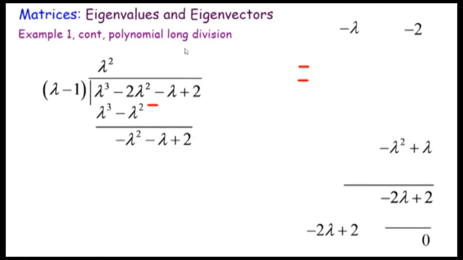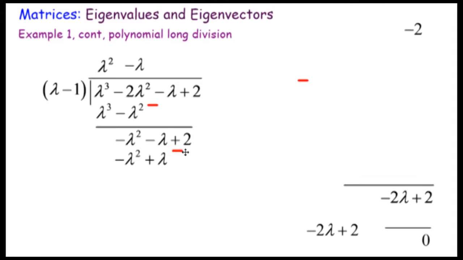Now, it's going to be leading term into leading term again. So it becomes lambda into minus lambda squared, which goes minus lambda times. Minus lambda times lambda is minus lambda squared, and minus lambda times minus 1 is plus lambda. So here we are. We're getting the terms organized now, and then we're going to subtract again.